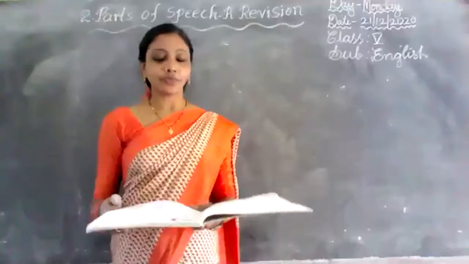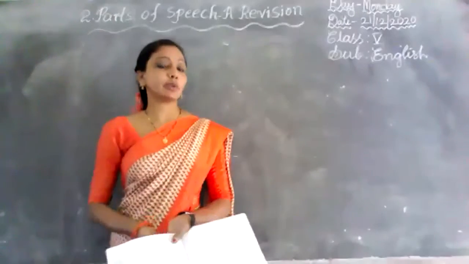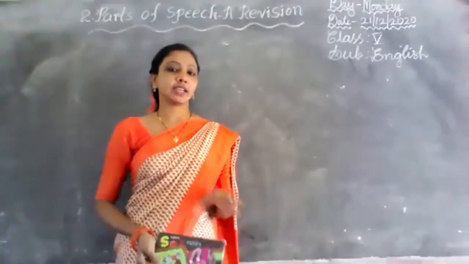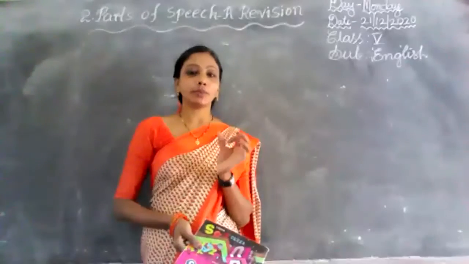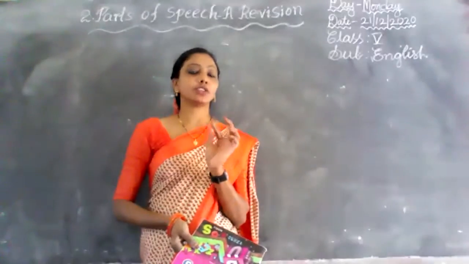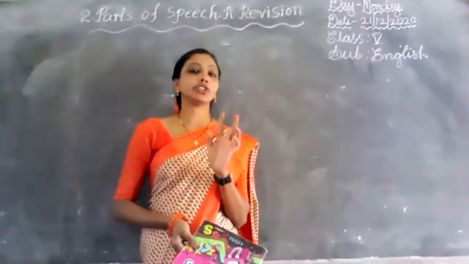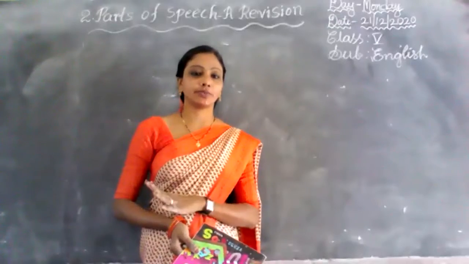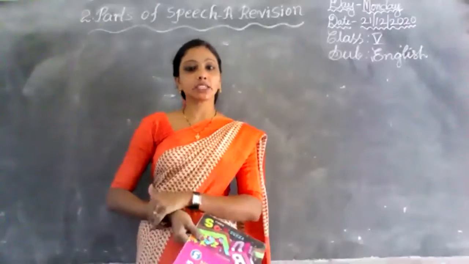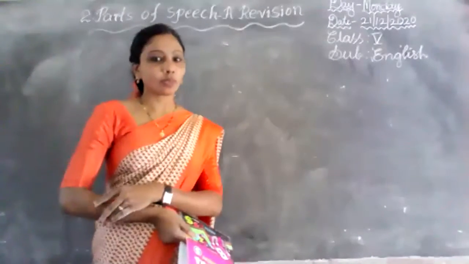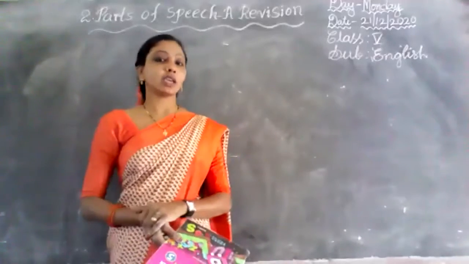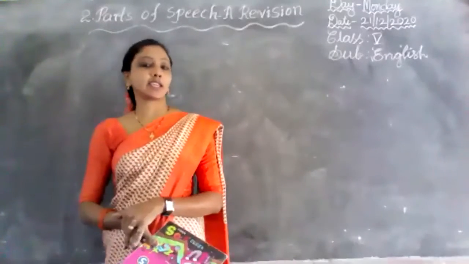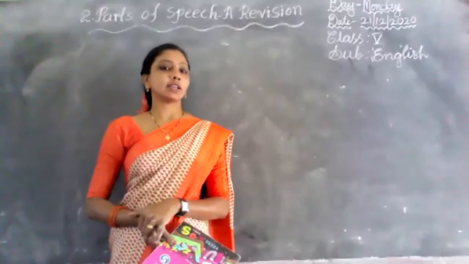Yes, listen here. How many parts of speech are there in English? There are 8 parts of speech in English, right? Noun, pronoun, verb, adjective, adverb, preposition, conjunction, interjection. Right? So another day I explained a noun. So what is a noun? A noun is a naming word. Okay. A name of a person, place, thing, animal, or idea is called a noun.